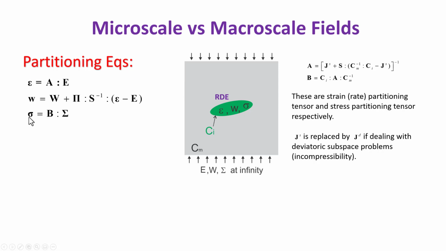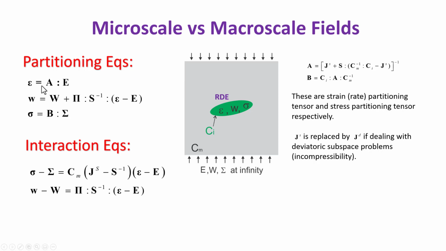Lowercase symbols here represent the partitioned fields: partitioned stress, strain or strain rate, vorticity. And uppercase corresponding symbols represent far field quantities: strain or strain rate, vorticity, and stress. A and B are strain or strain rate partitioning and stress partitioning tensors, and pi and S are Eshelby tensors.